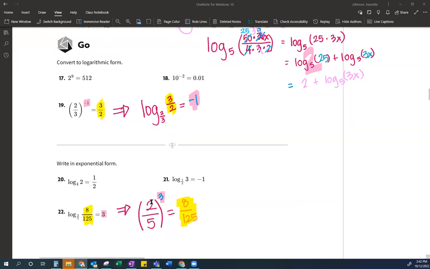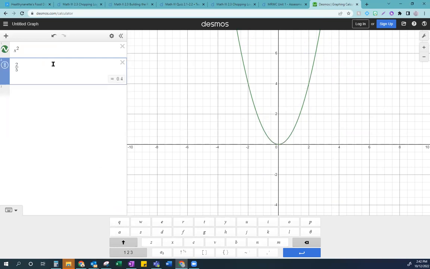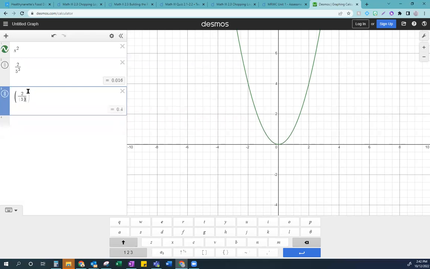Okay, so I told you that I wanted to show you why these parentheses matter. And I think the easiest way for me to show you is by using a graph. I mean, not a graph, but Desmos. So if I did 2/5 to the third, okay, look at that answer, versus parentheses 2 divided by 5 to the third. Oops, that's not what I wanted. Sorry, I wanted it like that, to the third.